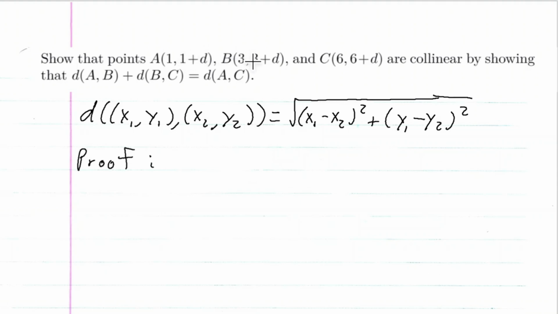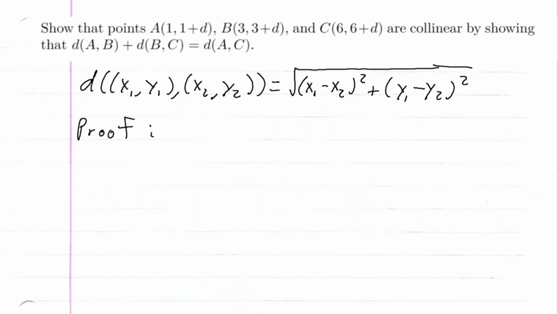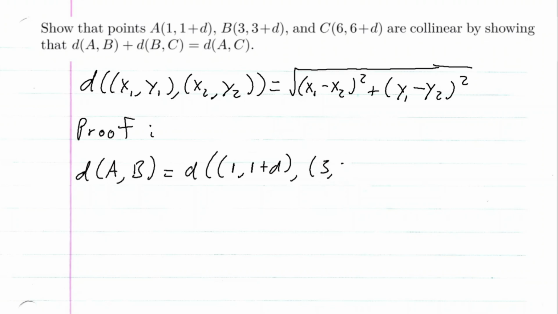So we're going to find the distance between A and B, then find the distance between B and C, and then find the distance between A and C, and see if the sum of these two is actually equal to the distance between A and C. Okay, so let's go ahead and get started. So the distance between A and B is equal to the distance between the point (1, 1 + D) and the other point (3, 3 + D), right?